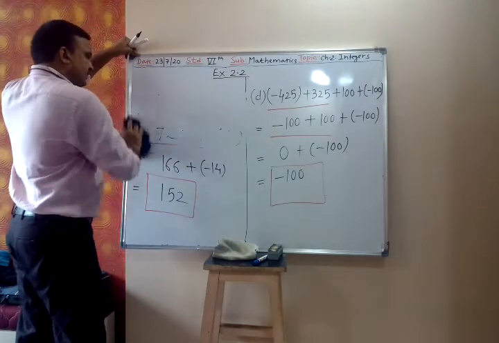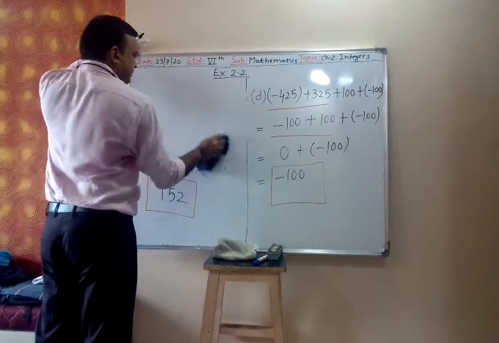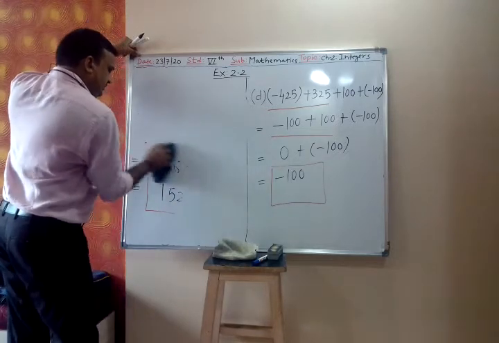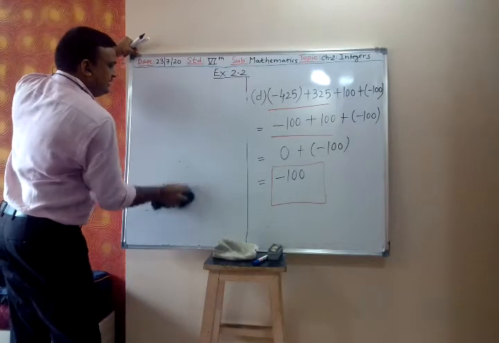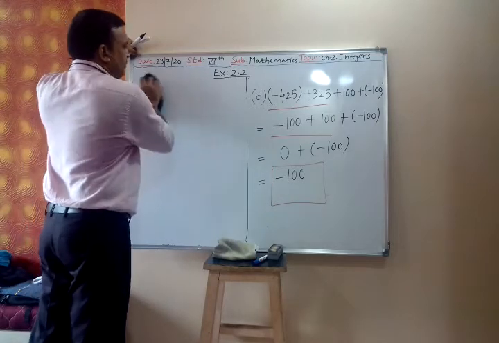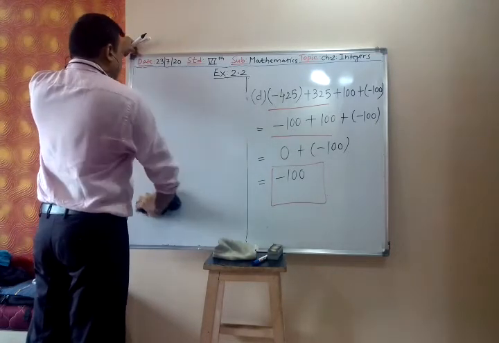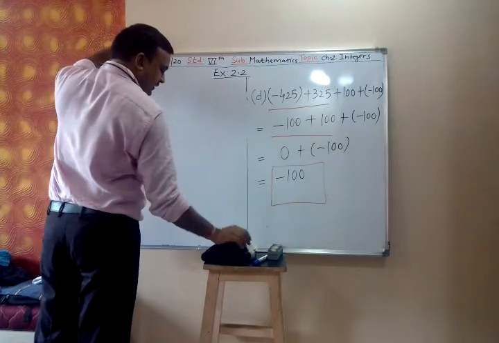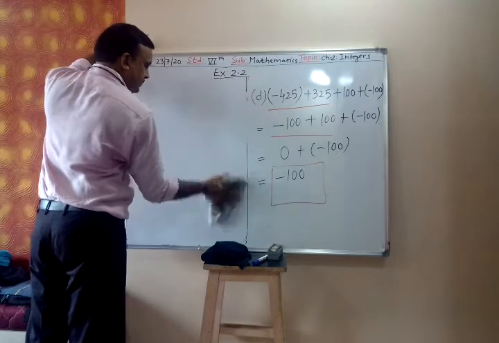Now solve the E part. These are important problems. There should not be any confusion. Minus 100 is already given in the question. So when you add 0 to minus 100, you will get the same number, minus 100 only.